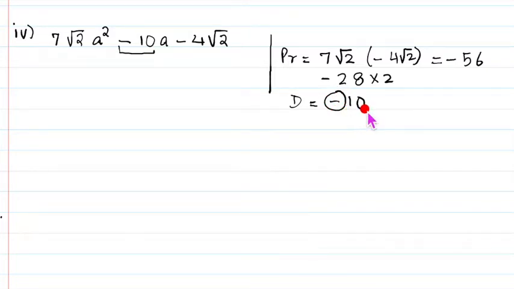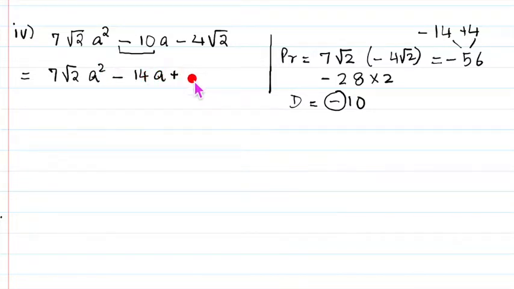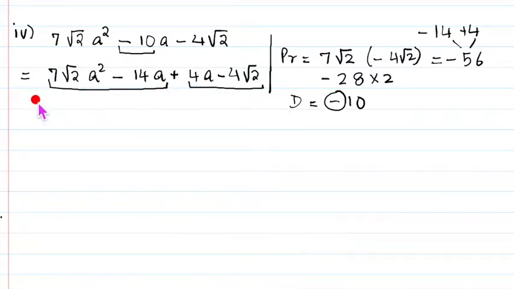So you know that the factors will have opposite signs and the bigger factor will have minus sign. So take the number which is bigger than 10, which is a factor of 56. So we have 14 into 4 is 56. So minus 14 and plus 4. So let us write 7 root 2 a squared minus 14a plus 4a minus 4 root 2. Now we have to factorize this and factorize this.